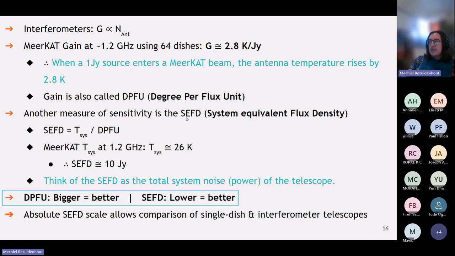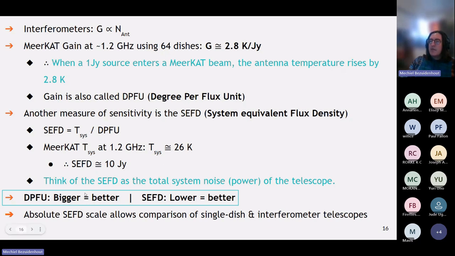Another way that we can measure the sensitivity of the telescope is using the SEFD, the system equivalent flux density, and that's given by the system temperature divided by the DPFU, or the gain. So to give you some numbers again, the system temperature for MeerKAT at 1.2 gigahertz is about, say, 26 Kelvin, meaning that the SEFD is 26 divided by 2.8 Kelvin per Jansky, giving about 10 Jansky. And you can think of this number as the total system noise power of the telescope.